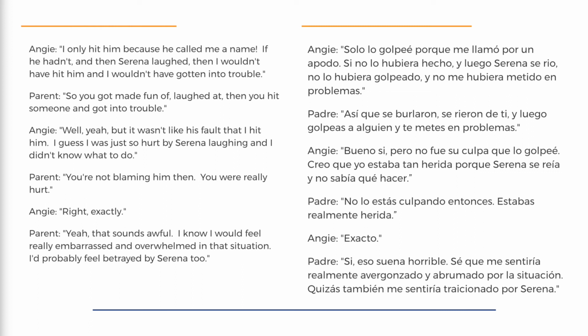Angie says, "I only hit him because he called me a name. If he hadn't, and then Serena laughed, then I wouldn't have hit him and I wouldn't have gotten into trouble." The parent says, "So you got made fun of, laughed at, then you hit someone and got into trouble." "Well, yeah, but it wasn't like his fault that I hit him. I guess I was just so hurt by Serena laughing and I didn't know what to do." "You're not blaming him then. You were really hurt." "Right, exactly." "Yeah, that sounds awful. I know I would feel really embarrassed and overwhelmed in that situation. I'd probably feel betrayed by Serena too."